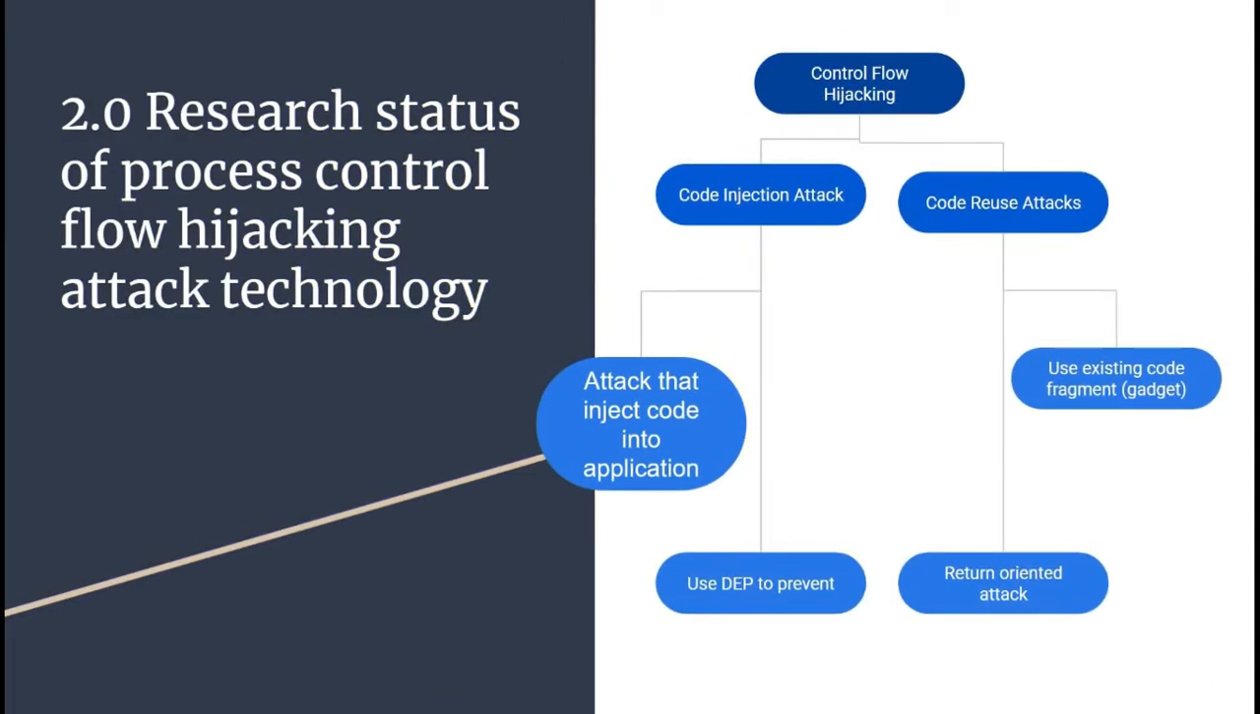My name is Mohammad, my matriculation number is B0819100066. I will present my part: 2.0, 2.1, 2.2, and 2.3. Section 2.2 is about the recent status of process control flow hijacking attack technology. The attacker first needs to know which CPU or OS is running on the target, and then the control flow hijacking attack can be carried out. Here I have classified two types of attack that are easier to understand: first, code injection attack, and the other, code reuse attack.